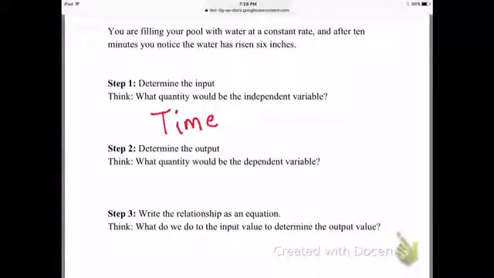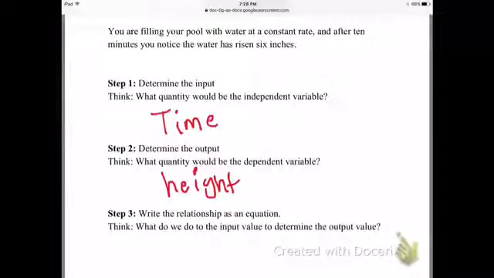So now we're going to determine the output. What quantity would be the dependent variable? Well, one thing is depending on time, and that's going to be the height of the water. We notice that the water has risen 6 inches after 10 minutes, so the height of the water is dependent upon how long water has been pouring into it.